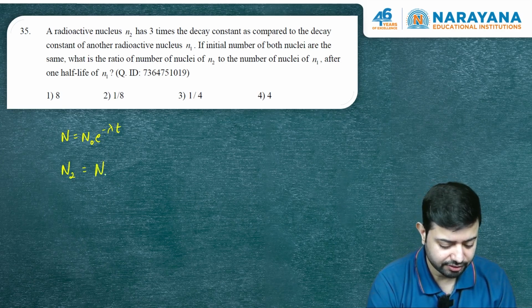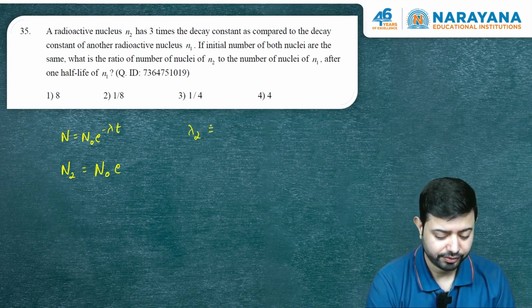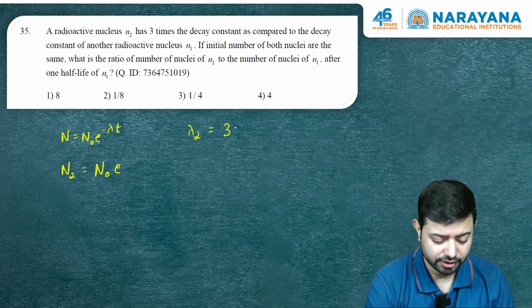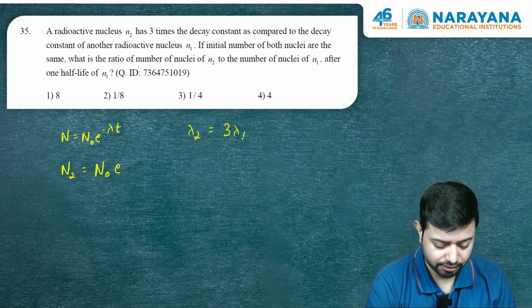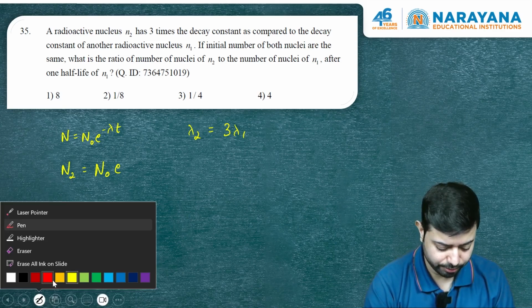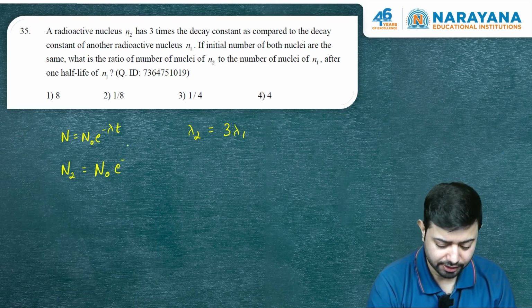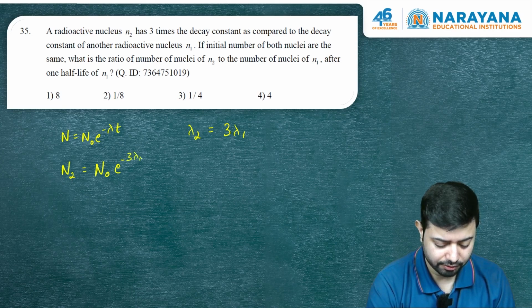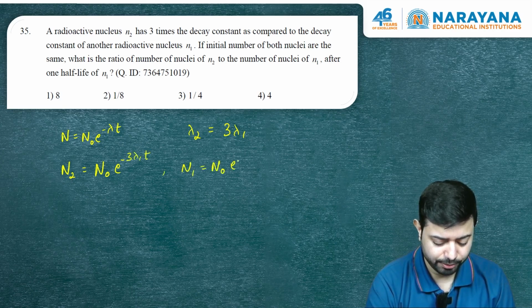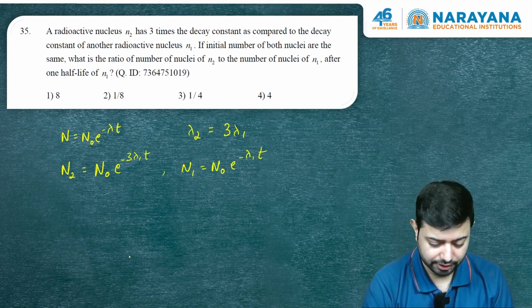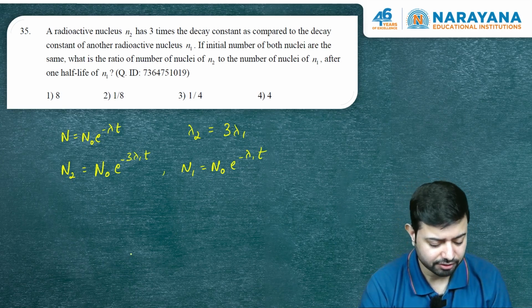It will be, let us say, initial is N naught, e to the power, but lambda wise I can say lambda 2 is actually equal to 3 times lambda 1 as given in the question. So, it is going to be e to the power minus 3 lambda 1 into t, and for N1 it will be N naught e to the power minus lambda 1 into t. Okay. Now, they are asking, if initial numbers are same, that is what we have already taken here.